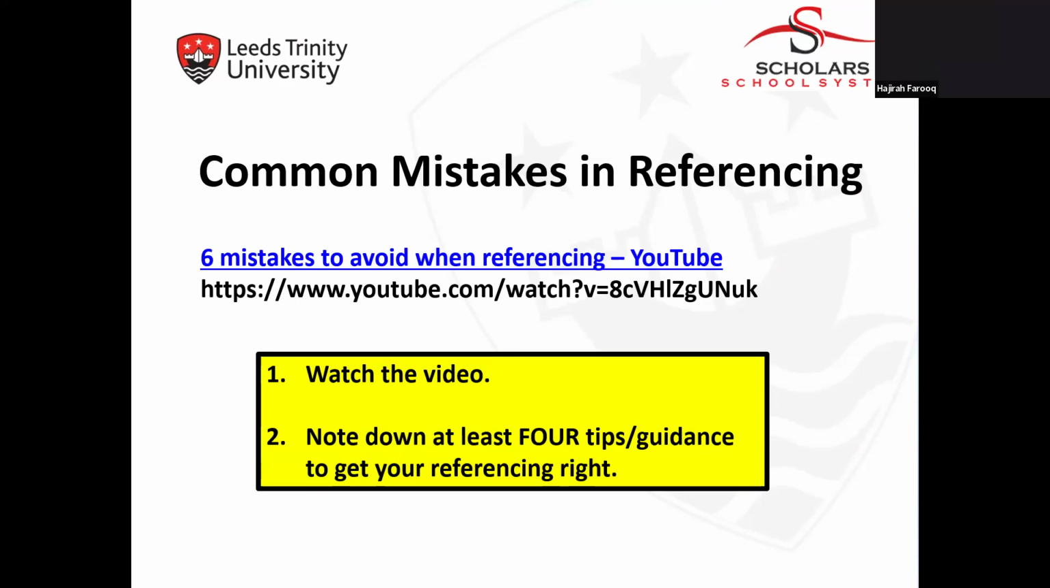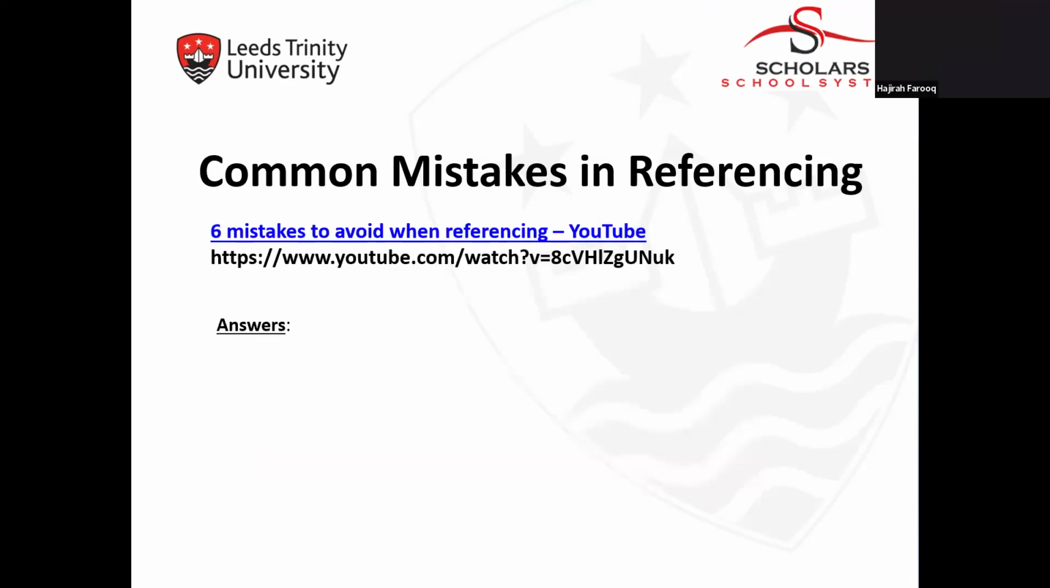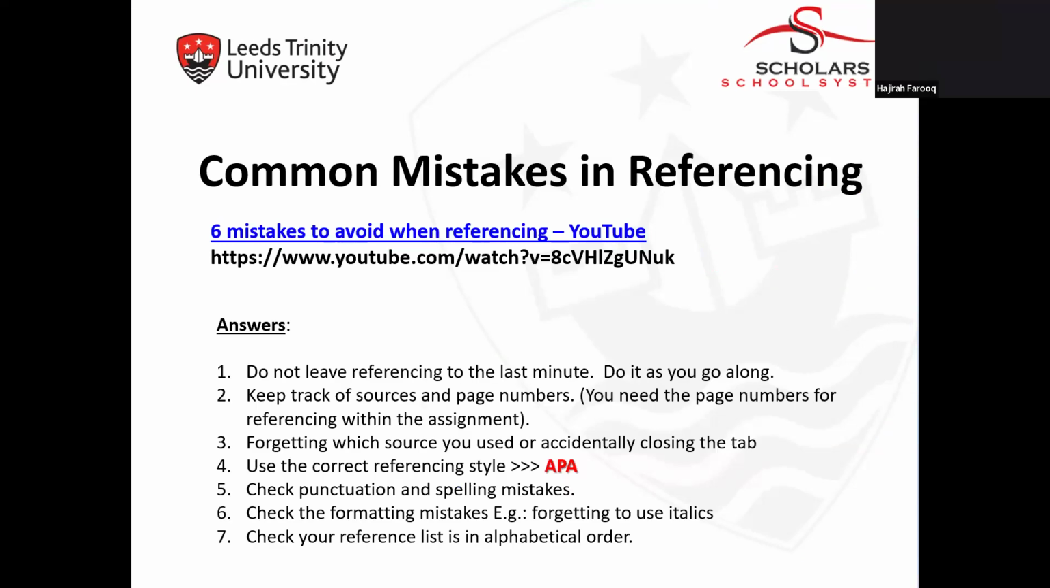We watched a video about six mistakes to avoid when referencing, and the students were told to watch the video and find out those six mistakes. Some of those mistakes were, for example, checking the punctuation and spelling mistakes, checking the formatting mistakes, checking your reference list if it is in alphabetical order or not, and if you're using the correct referencing style according to your institution or not, and so on and so forth.